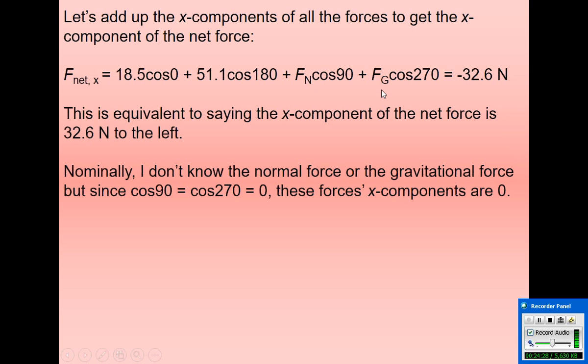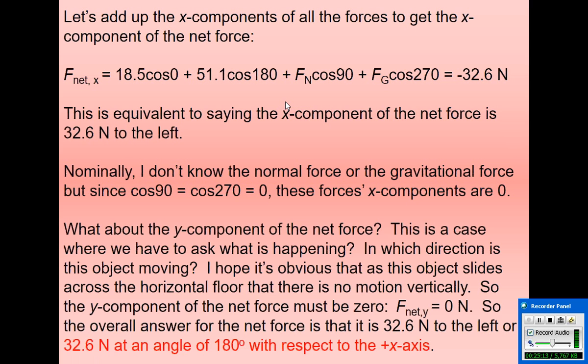You might wonder, how could I do that when I don't know the normal force or the gravitational force? The answer is the cosine of 90 is 0, and the cosine of 270 is 0. I don't care what the normal force is, when I multiply it by 0, the x component is 0. Ditto with the gravitational force. We could have looked at the free body diagram. The normal force is perfectly along the y-axis. The gravitational force is perfectly along the negative y-axis. That should tell you that the x components are 0. But it's comforting to see that the numerical calculations back up that observation. It's a good confirmation that you're proceeding in the right direction.